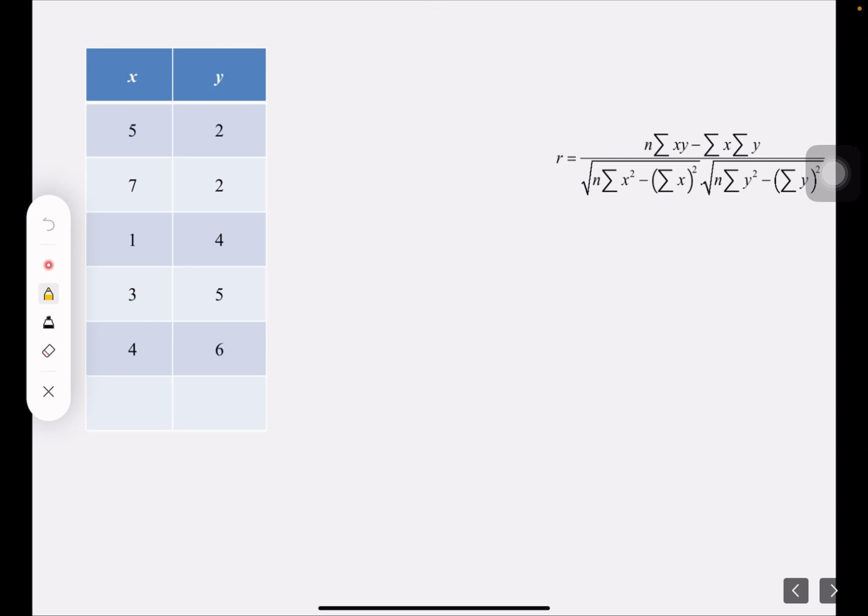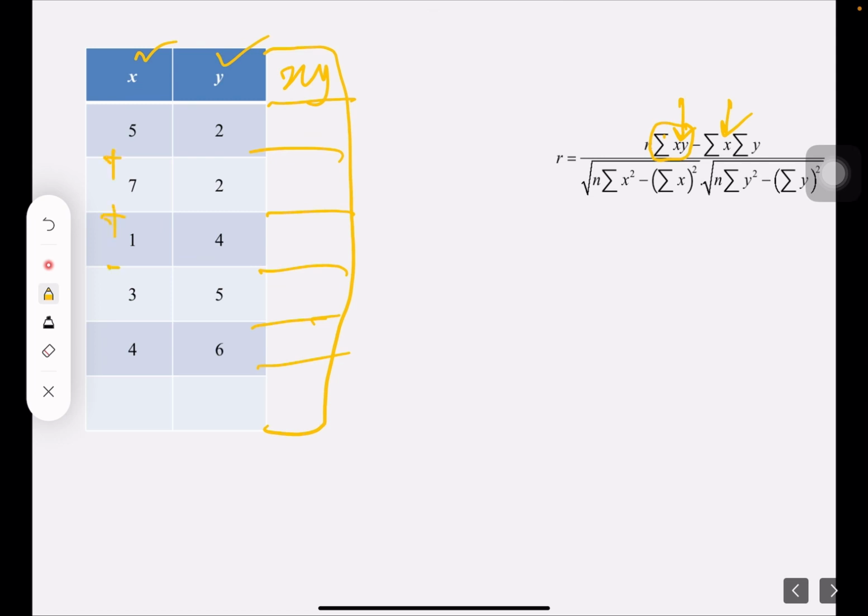You have x and y given from the question, so you need to sum up xy, which means the first column should be your xy column. Then according to your formula, summation of x means you need to add the values of x, then only you will get summation of x. So you are summing up all the values of x. Similarly, summation of y means you are summing up all the values of y. So these are the values of y. You need to add all the values.